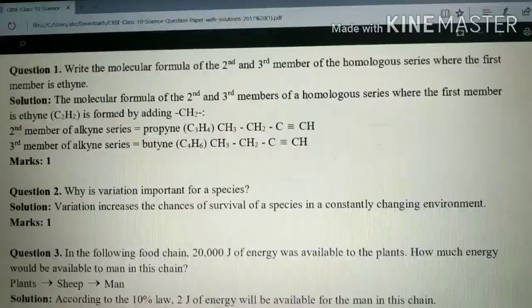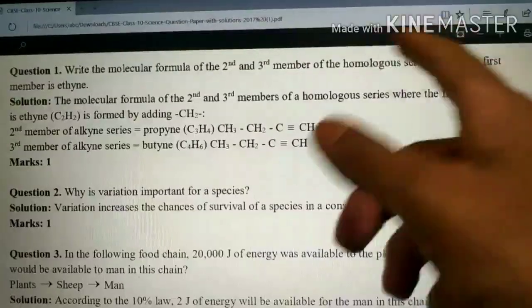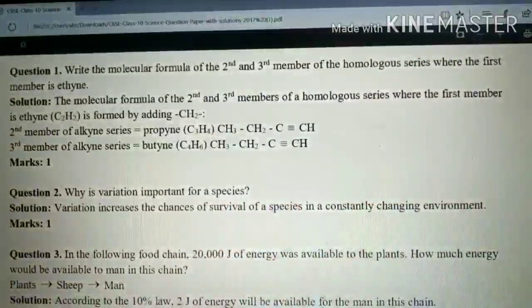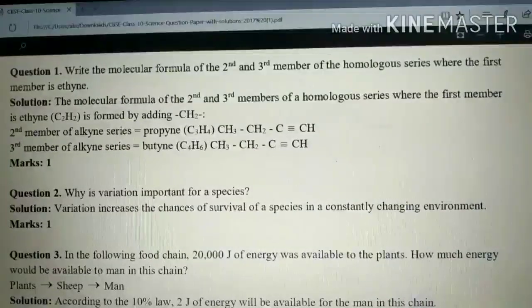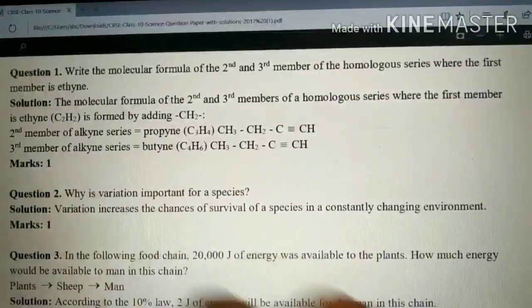It is a very simple basic question which is asked in the examination, so practice it. Take different types of members: methane, ethane, propane, butane, pentane of the alkane family, and the alkyne or alkene family. Practice this. This is for 1 mark. Come to the next question.